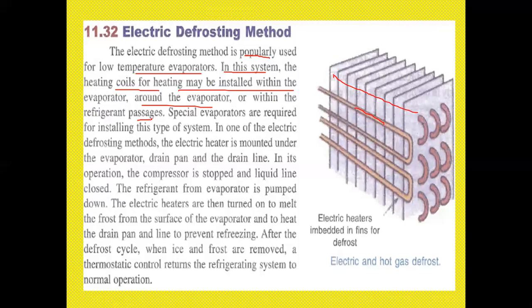the frost from the surface of the evaporator, and to heat the drain pan and the line to prevent refreezing. After the defrost cycle, when the ice is melted or removed, what happens? A thermostatic control returns the refrigeration system to the normal position. Okay, so that is about the electric defrosting method.